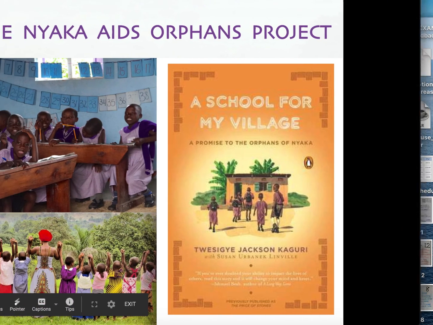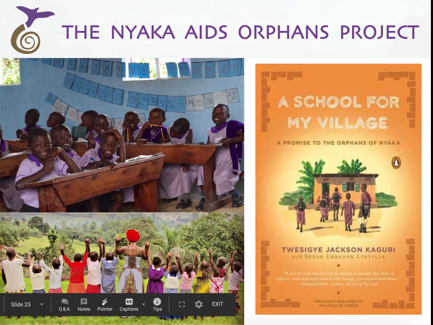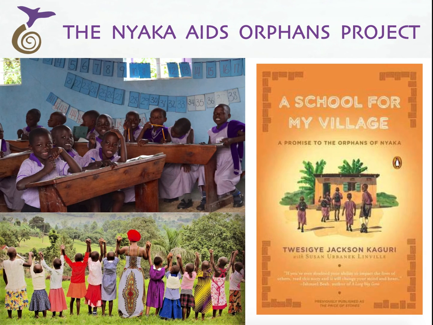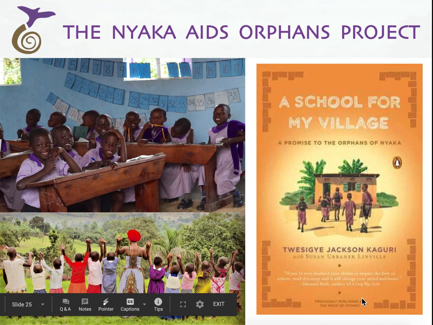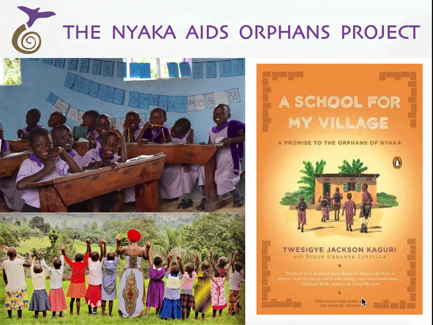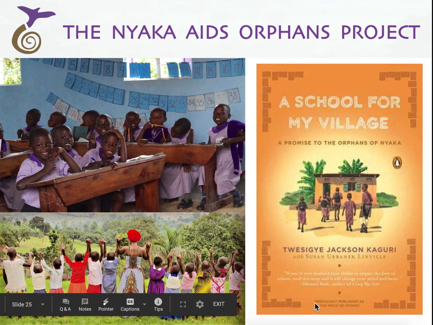This topic is actually very near and dear to Dr. Jaramillo's and my heart. This is a school in Uganda called the Nyaka AIDS Orphans Project. All these students you see right here are orphans because their parents have both died of AIDS. This was a school that our friend Jackson, you can see his book here, A School for My Village, built because he wanted to educate the students there and break this cycle of AIDS that was going through his village. If you read the book, you'll learn about his story and why he was so motivated.